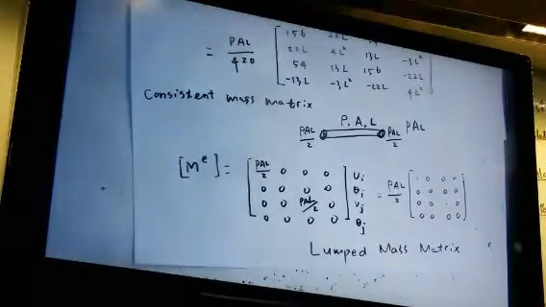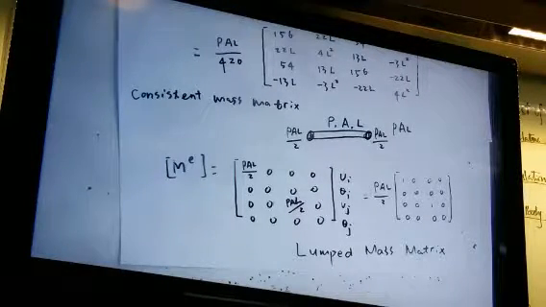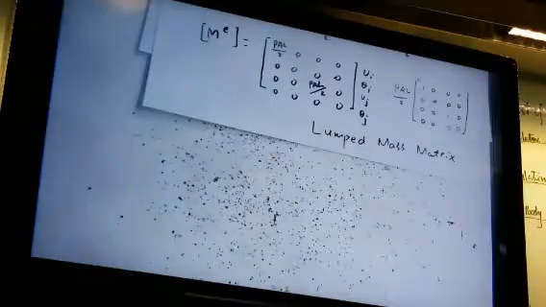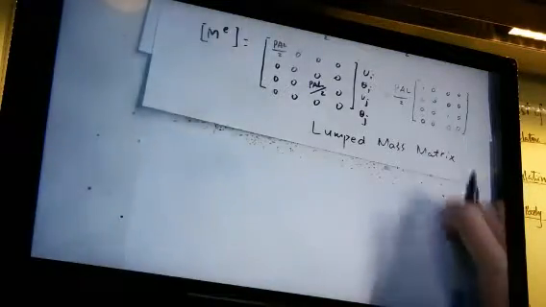Actually, we can make the same assumption for a bar element. In bar elements, we can make the same assumption, just evenly distribute that mass onto the two joints. So I'm going to go through a procedure, one example, very quickly.